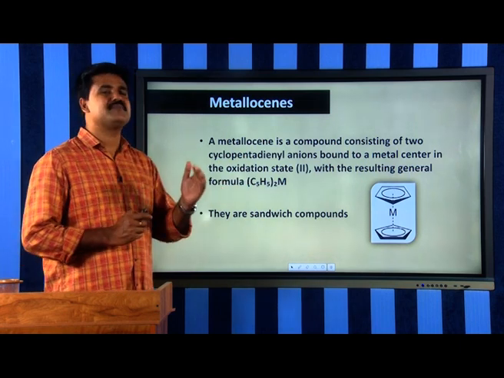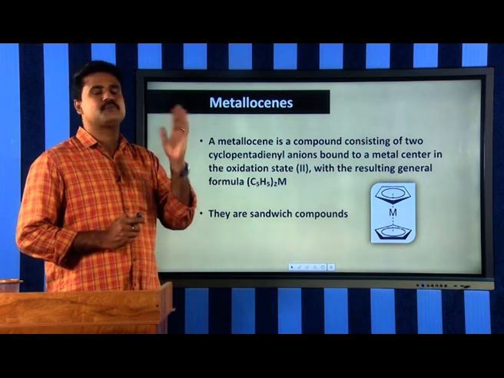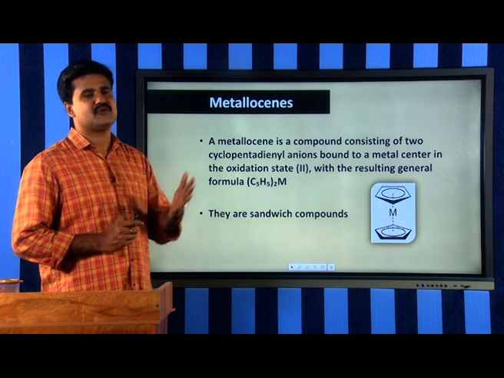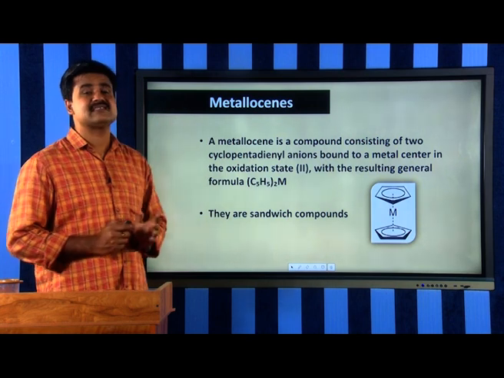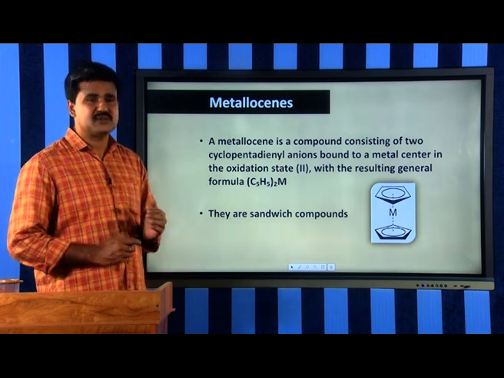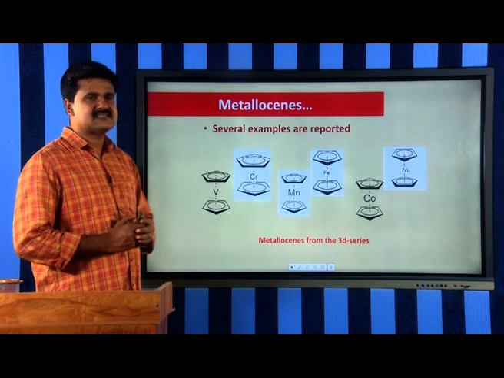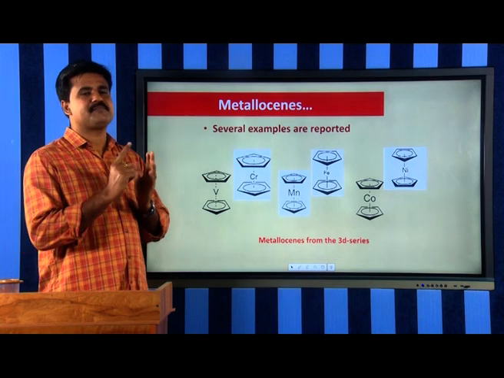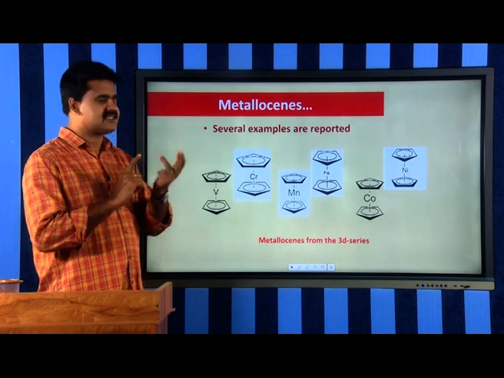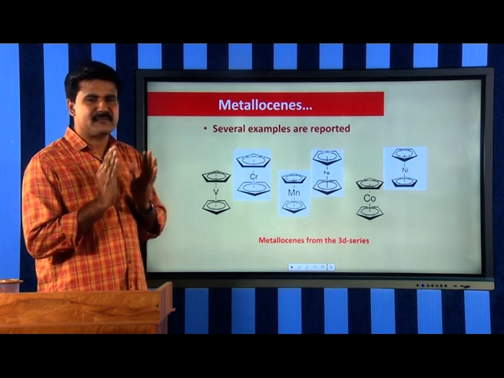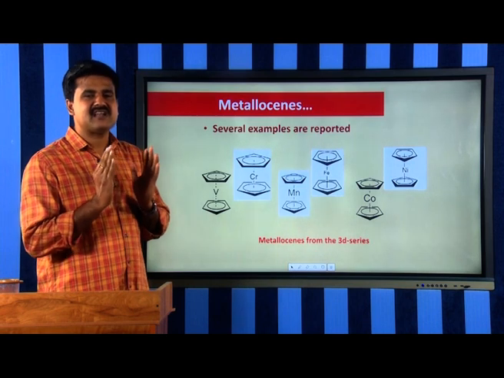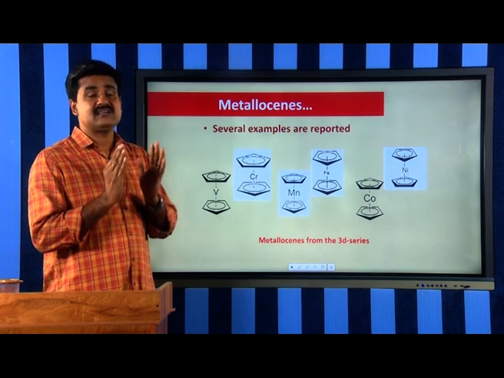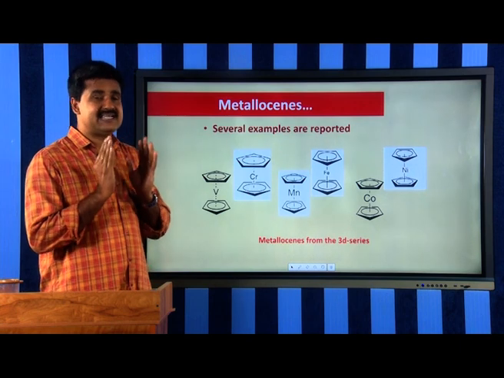We can replace the metal with metal 2+ ions from the 3d series or 4d series. There are several such metallocenes, and we can go through that. For instance, if we are dealing with the 3d series, moving from scandium to zinc: scandium, titanium, vanadium, chromium, manganese, iron, cobalt, nickel, copper, and zinc are the 10 elements of the 3d series.